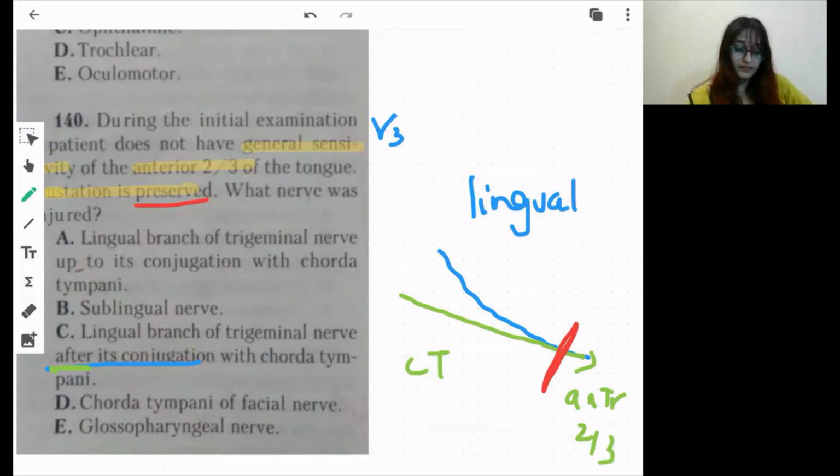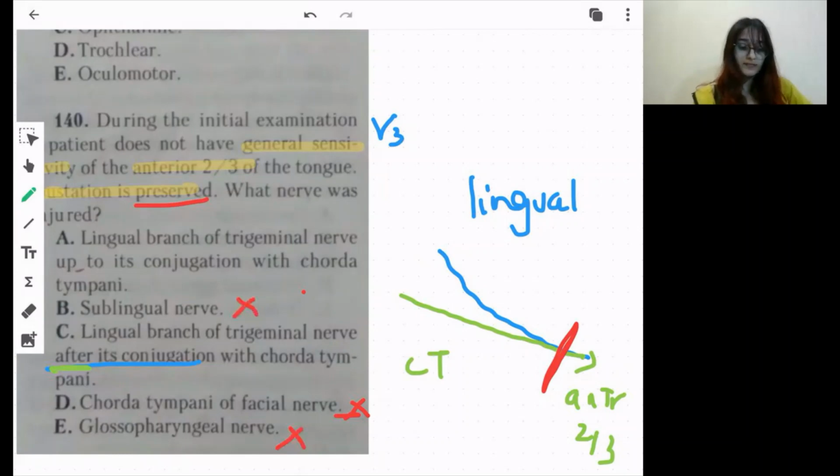Now, let's see the other option, chorda tympani of facial. Again, they are saying that the general sensation is affected, not the taste. So this will also not be the answer. Glossopharyngeal nerve. They are not talking about the posterior one-third. They are talking about the anterior two-third. So this will also not be the answer, not the sublingual.